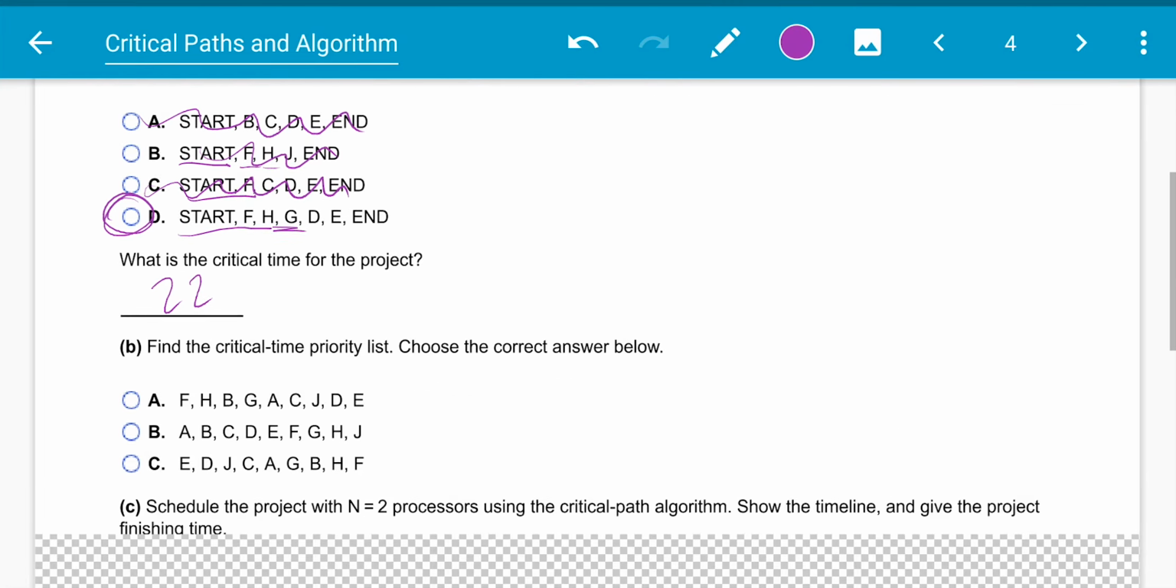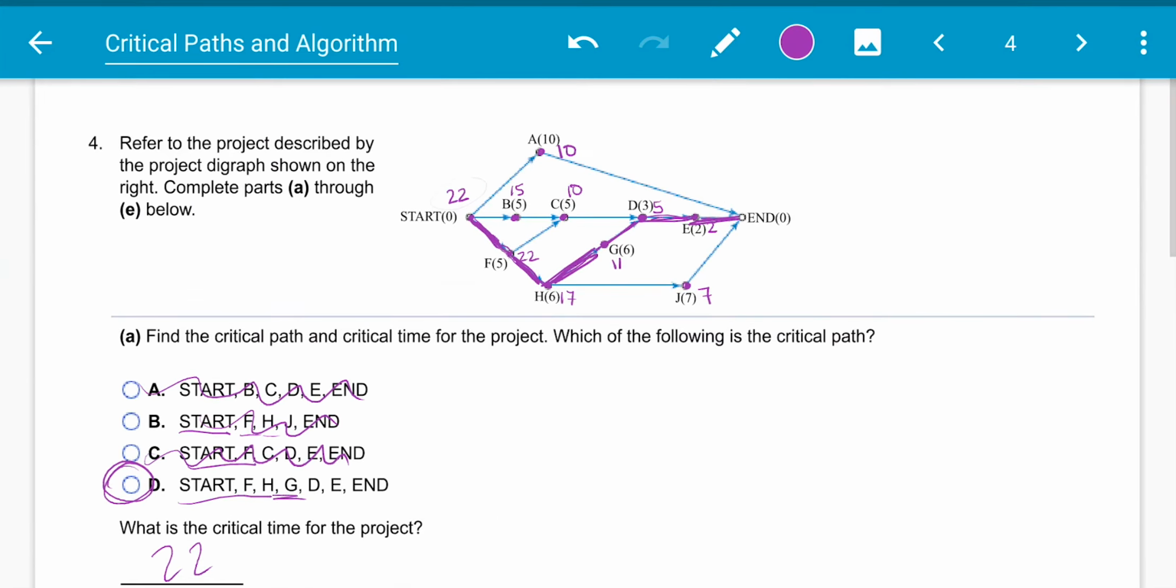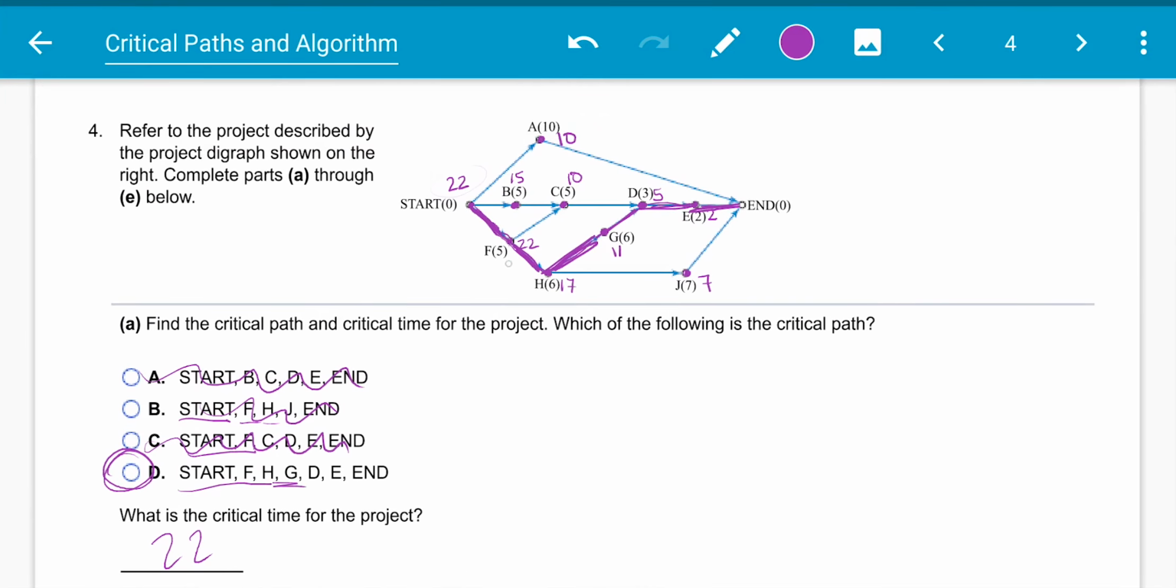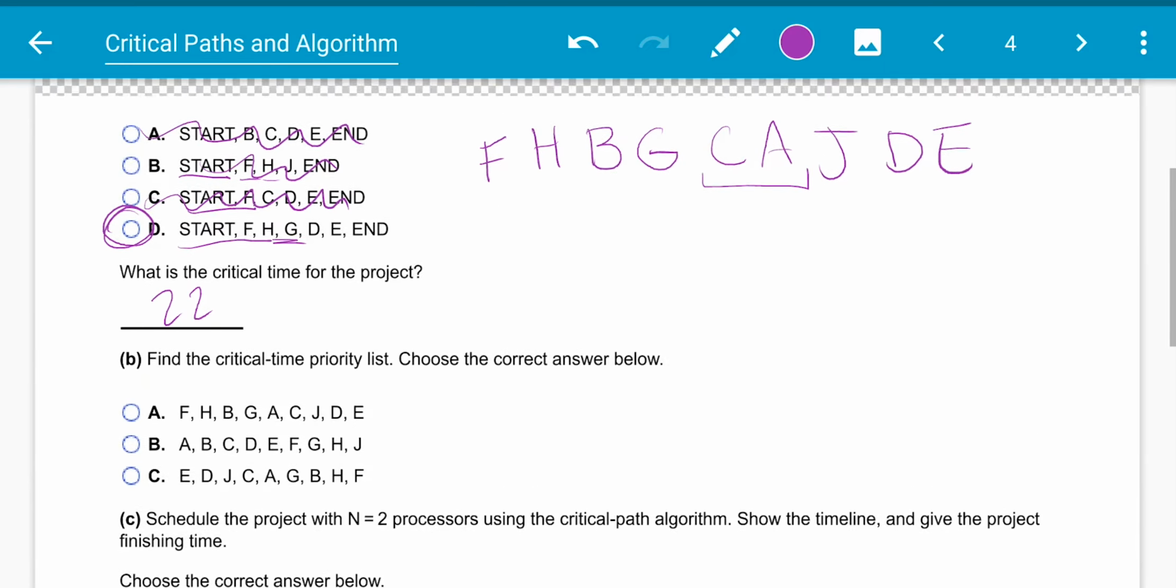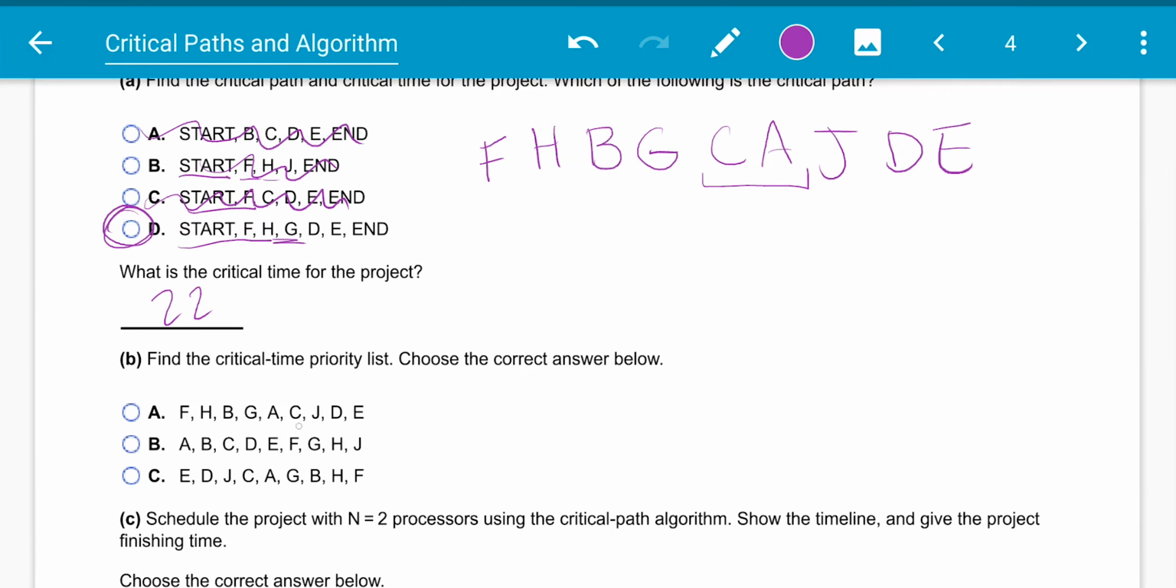Now the critical time priority list, we're just going to list these based on the largest numbers to the smallest. So our largest number is going to be F. Then we have B. Oh, no, sorry. We have H. Then we have B. Then we have G. Both C and A are the same. Then we have J, D, and E. So let's put these right here because these two are the same. We could switch those up. So we have F, H, B, G, A, C, or C, A. Either of these work. And then J, D, E. So our answer is A.